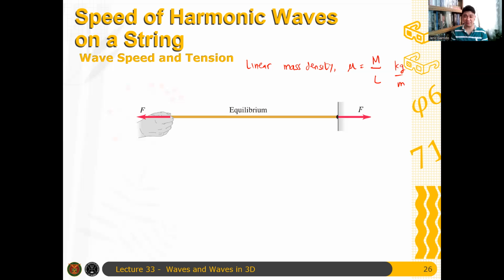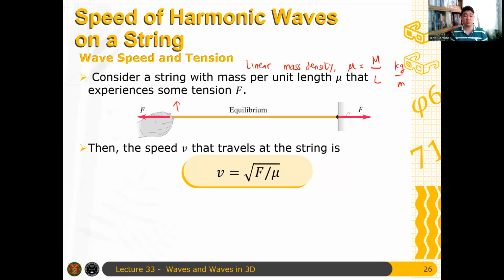Now it turns out that if a force is exerted on a string, let's say you have an F there, you can actually determine the speed of the wave that traverses on this string. Halimbawa, meron kang traverse dito, mahahanap mo yung velocity niyan. And it turns out that this velocity is equal to square root of F over mu, where again mu is the linear mass density or the mass per unit length.